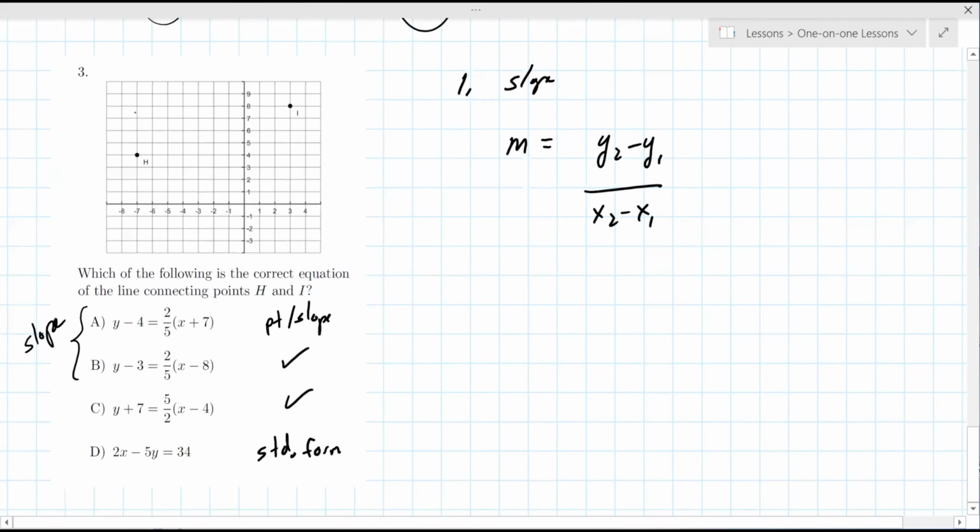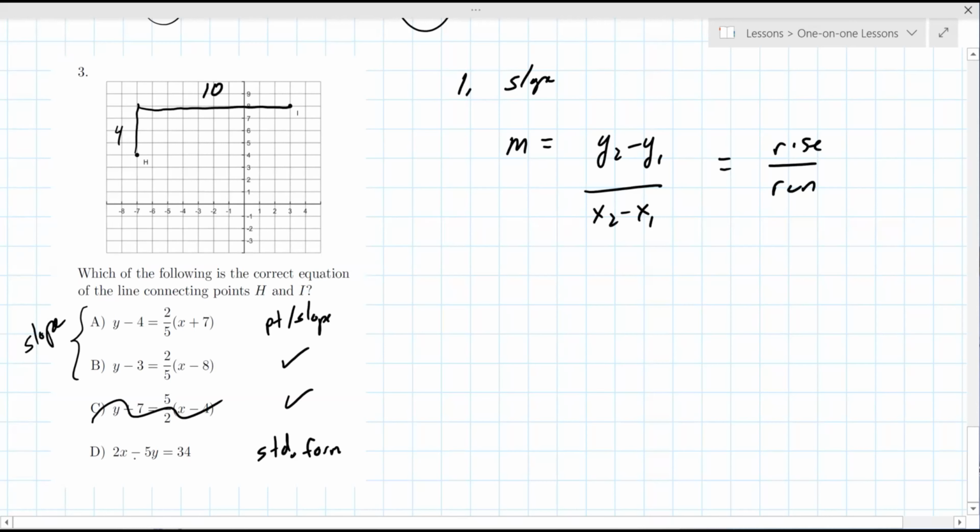1, 2, 3, 4. So 4. And 10. So the slope is 2/5. Yep, 2/5. So that means this one is out, but this one still could be in. We don't know yet.